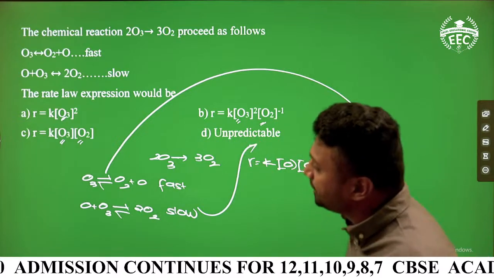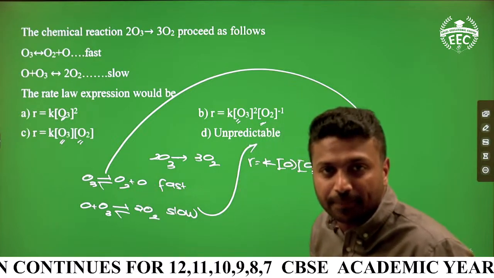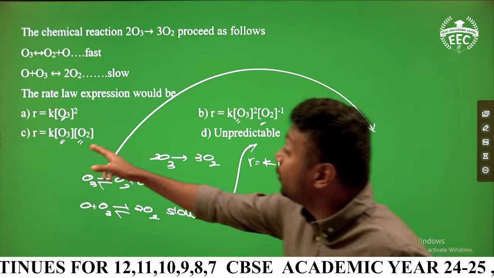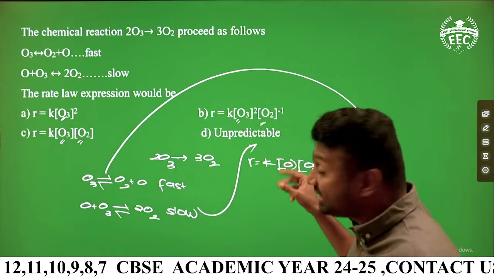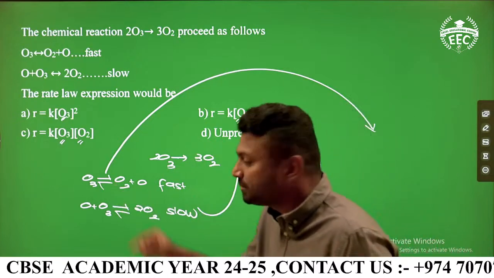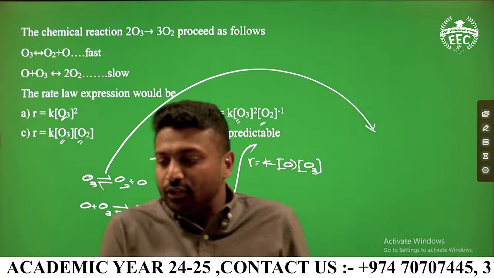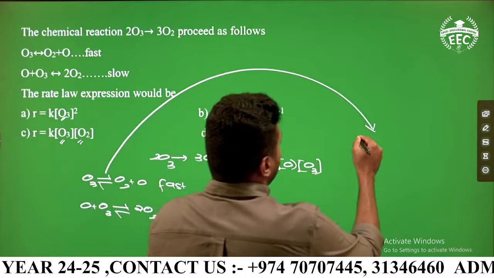So let's rethink again. It's a reversible reaction, so we can do it like this. The first one is a reversible reaction. You have to write the option in terms of O3 and O2, but here the rate law contains O also. So let's reframe this O. Let's see. The first step is fast, a reversible reaction. Finally it achieves equilibrium, so we'll have the equilibrium constant Kc, given by the formula what?